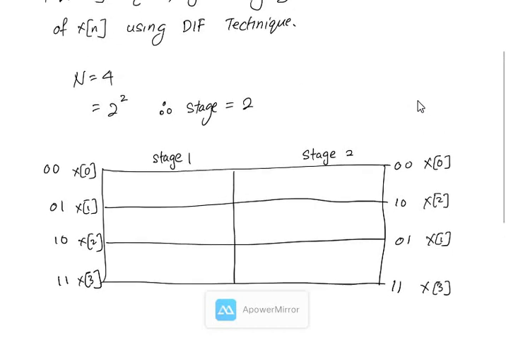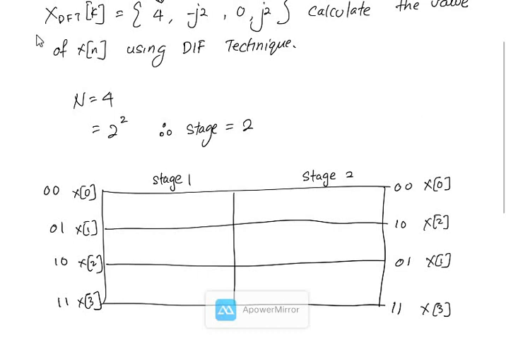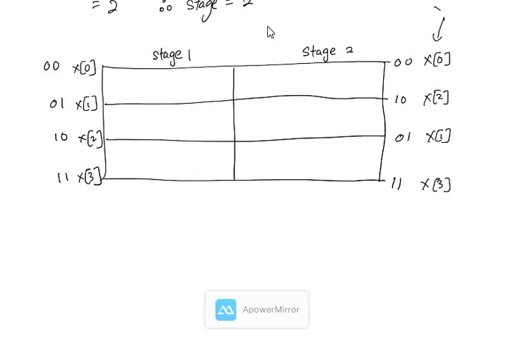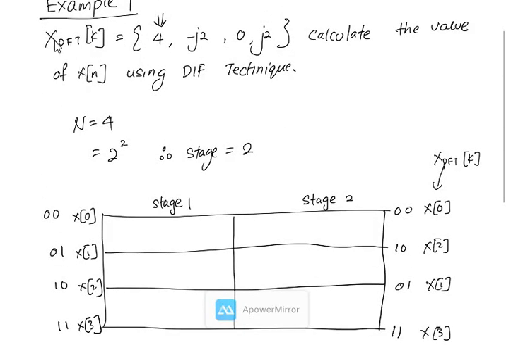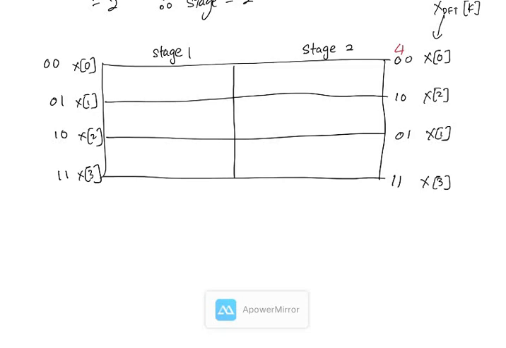So if you look at your question, X_DFT[k] is 4, negative 2j, 0 and 2j. This side refers to the X_DFT. Therefore, if you want to know the answer, we must put the X_DFT[k] values at the right hand side first. So I put the values first. This is 4, and then x1 is minus 2j, and then x2 is 0, and x3 is 2j.